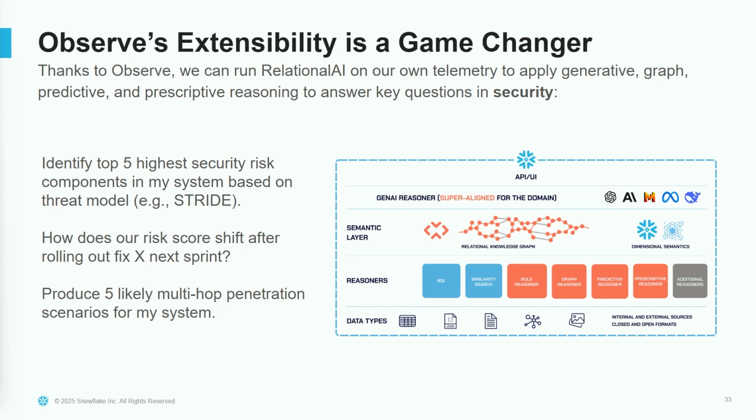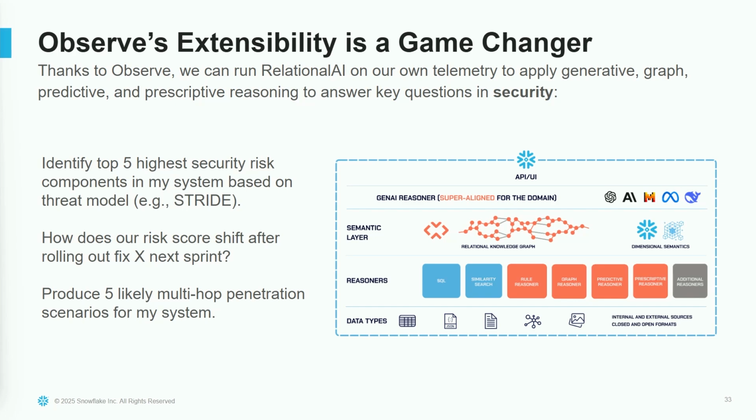Let's look at security. So identify the top 5 highest security risk components in my system based on a threat model. Maybe you have a STRIDE threat model and you have all this telemetry coming in from your system, and you have an understanding of your components in the relational knowledge graph, and you want to understand which components are high risk right now. How does our risk score shift after rolling out some fix in the next sprint? Maybe the fix fixes some component, some container running. How does that impact your risk score? Is it going to be better? Is it going to be worse?